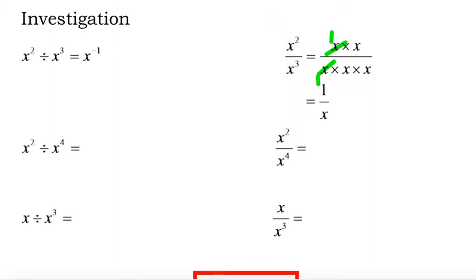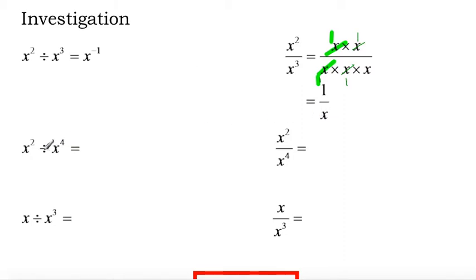And then I could do it again. So I could say x divided by x is 1, x divided by x is 1. What I have left on top is 1 times 1, of course, is 1. And then here I've got 1 times x, which of course is just 1x.